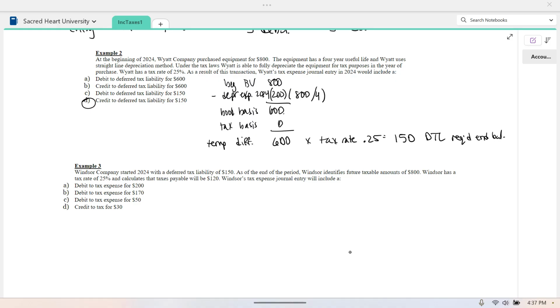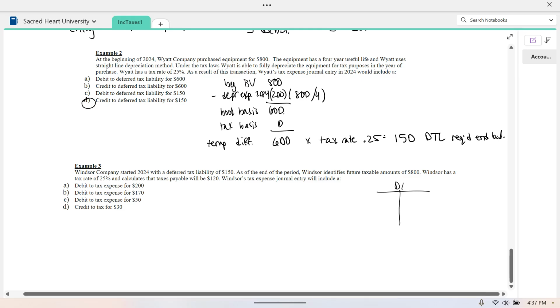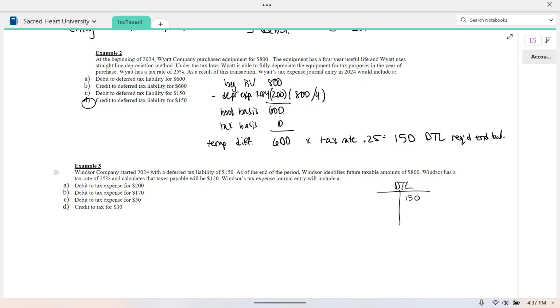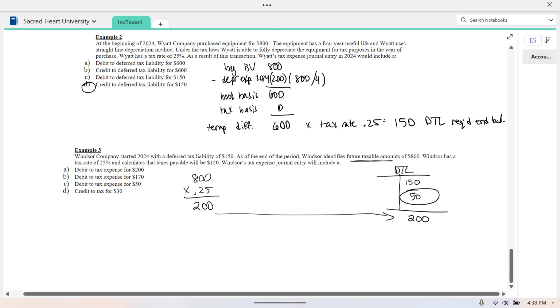Next example, example 3. Windsor Company started the year with a deferred tax liability of 150. At the end of the period, the company identifies future taxable amounts of 800. If we have future taxable amounts, we need to take that future taxable amount, multiply it by the tax rate, and that's the amount that we want as our ending balance in the deferred tax liability account. So this is our required ending balance. What do we need to get there? We need to add an additional 50 to the deferred tax liability account.